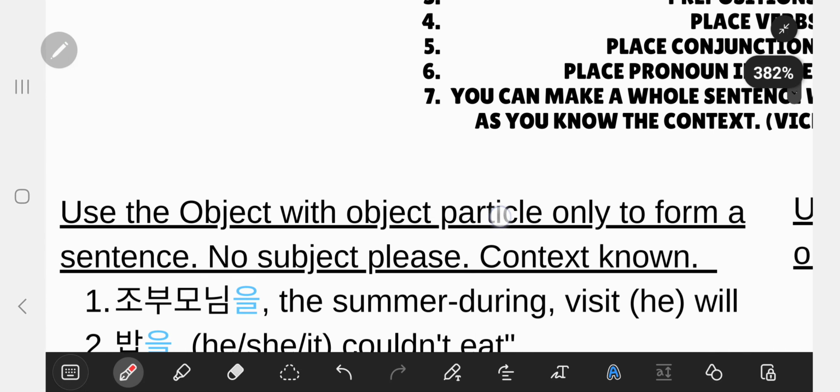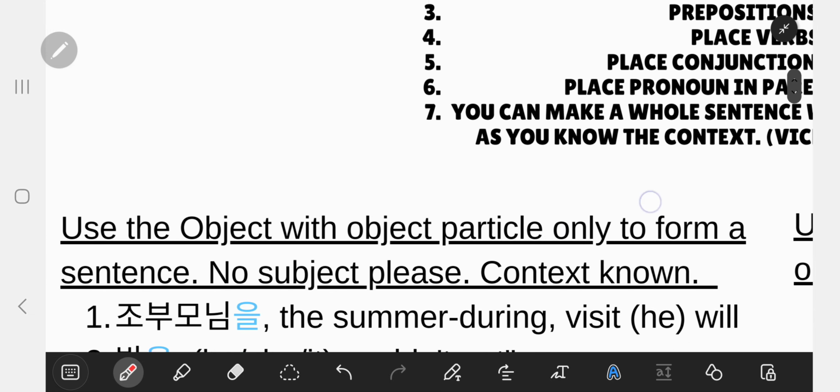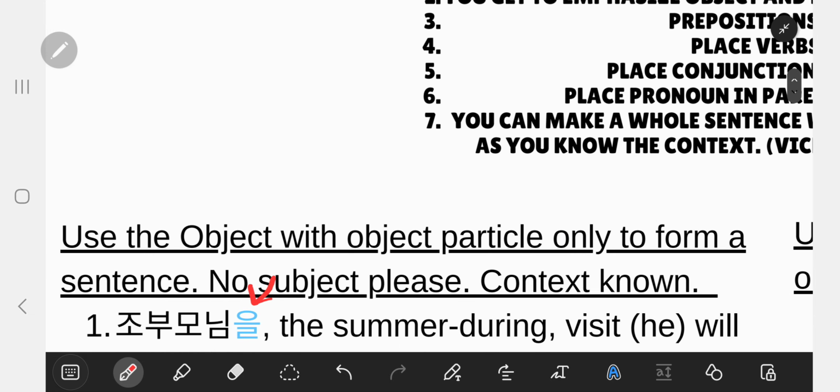And so when we come down, I'm just going to show you the answer for this. 조부모님을, this one. Now, when I give the particle over here, I'm definitely making sure that, hey, this is the object. I'm bringing attention to it. And this means grandparents. So his grandparents, I said his grandparents, the summer during visit he will.